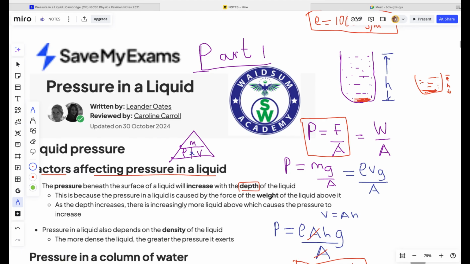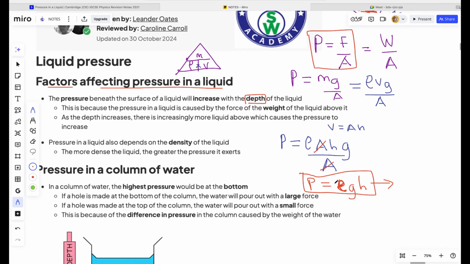The weight is a big factor also, because pressure is dependent on weight. Weight is mass times gravity. When you say weight, you're talking about the gravity as well, and you're talking about the mass. Okay? So these are some of the factors that affect the pressure.